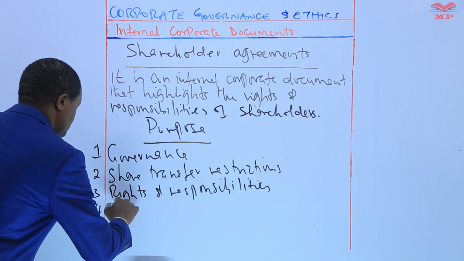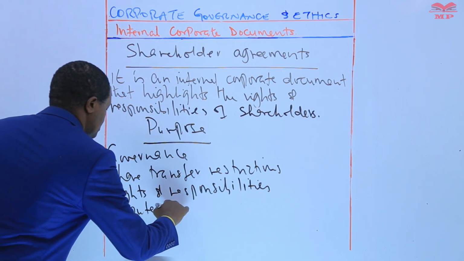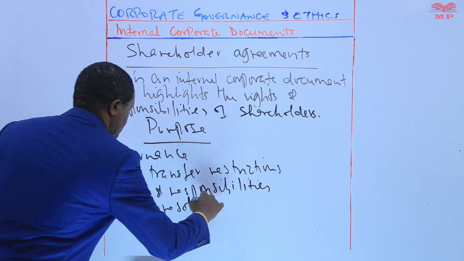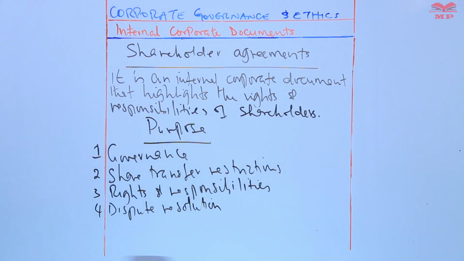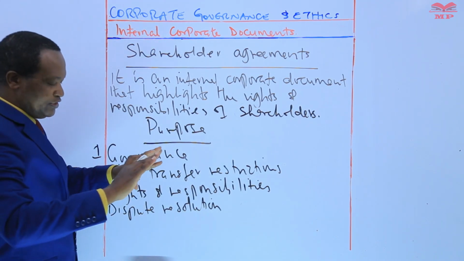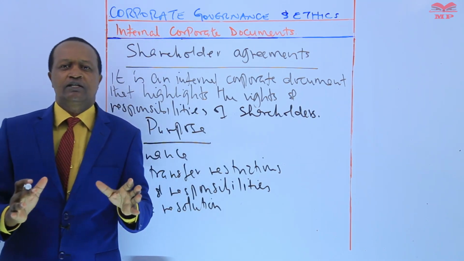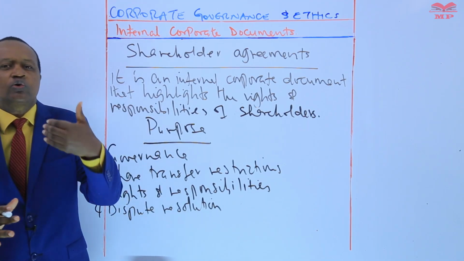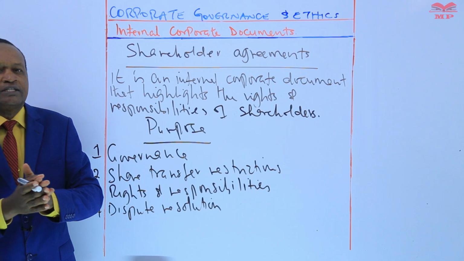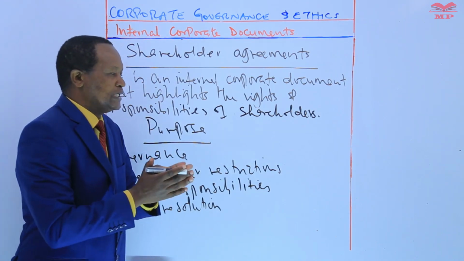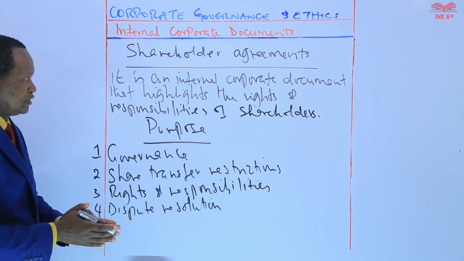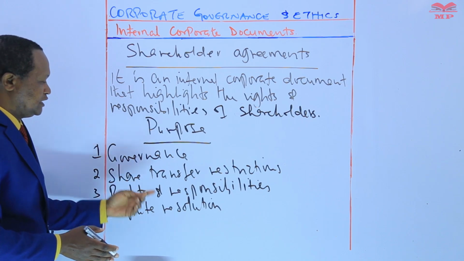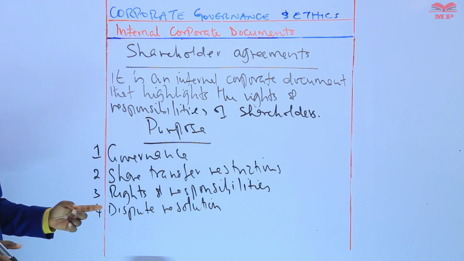Fourth, dispute resolution. This document can establish mechanisms for resolving disputes among the shareholders, such as mediation or arbitration, avoiding costly and time-consuming litigation. The document can contain dispute resolution mechanisms.